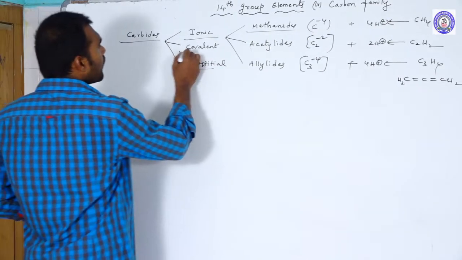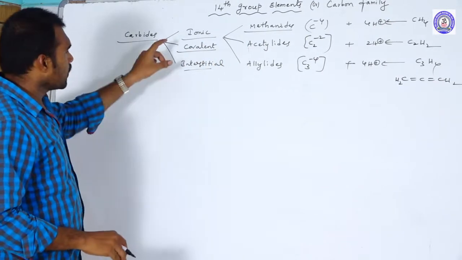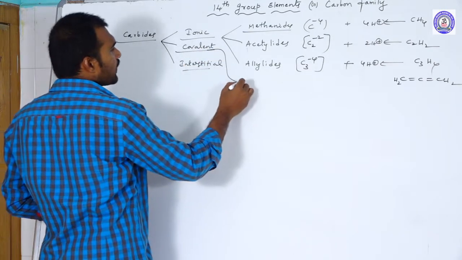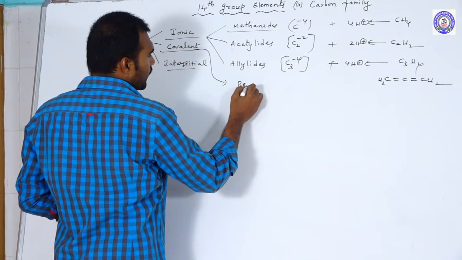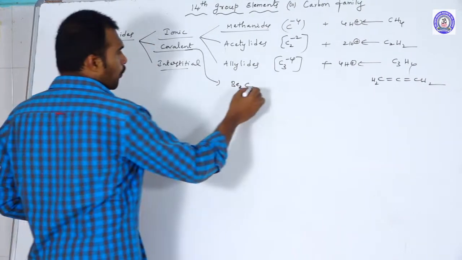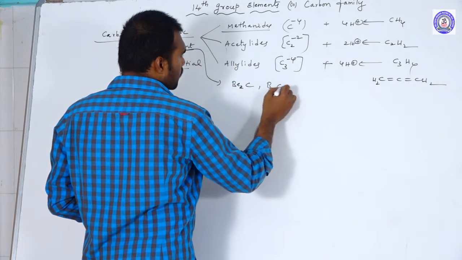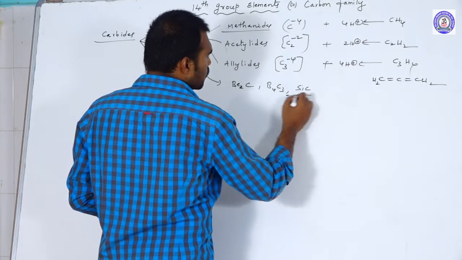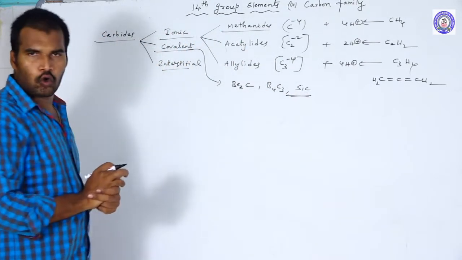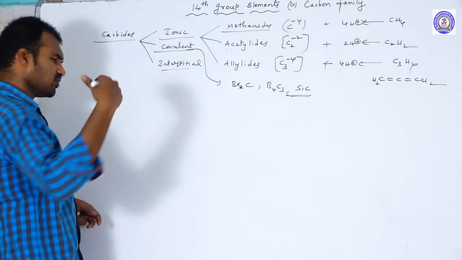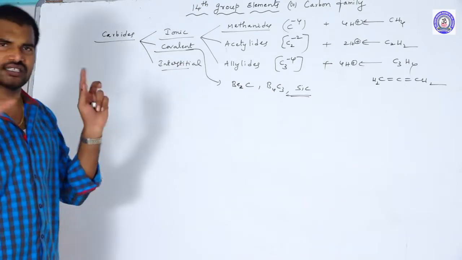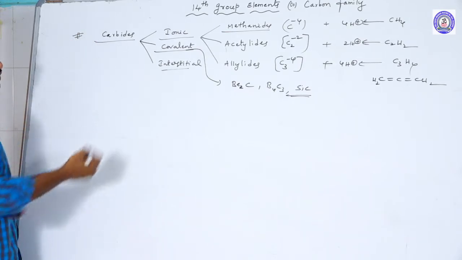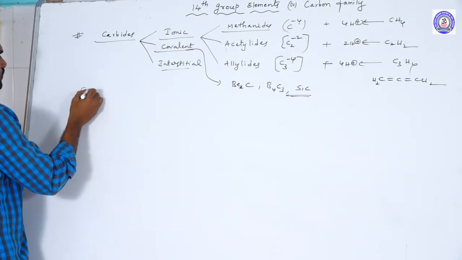Next, covalent carbides are covalent in nature. Examples of covalent carbides are beryllium carbide, Be2C, boron carbide, B4C3, and silicon carbide. These are the best examples of covalent carbides. Interstitial means the carbon atoms are present in the interstitial spaces. These are the carbides. So let us move to the next concept, the compounds of silicon.